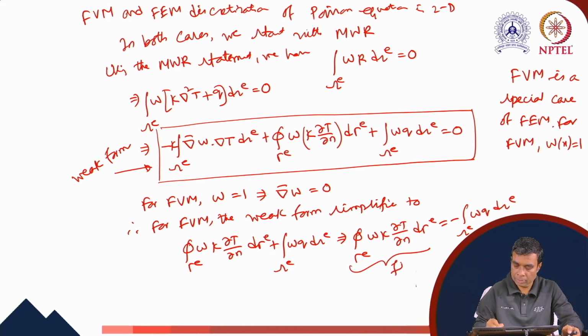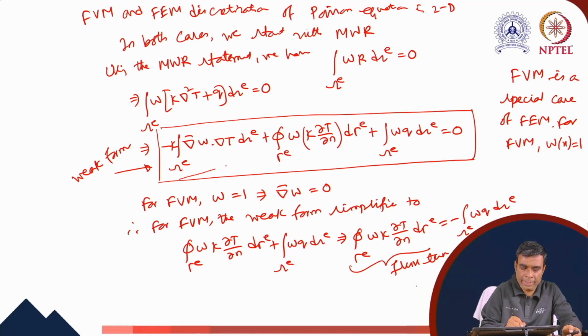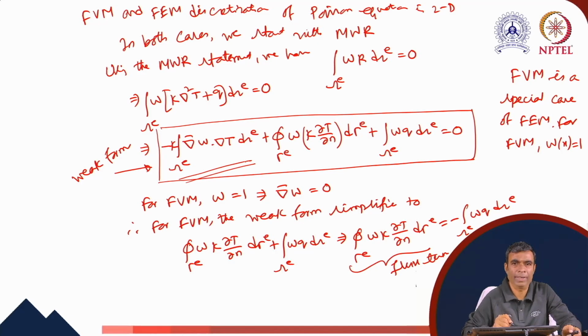Now, this is the flux term. So, in finite volume method, we know that it operates on the balancing of fluxes across a cell. So, this flux term will give us the matrix equation system, and the right hand side source term will give us the load vector. So, this is a fundamental difference. Because of this imposition of W equals to 1, the finite volume method loses a considerable amount of accuracy by dropping the term of gradient of W dot gradient of T, which is present in the finite element method.